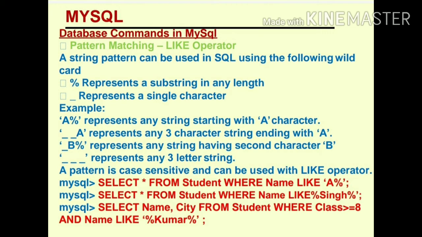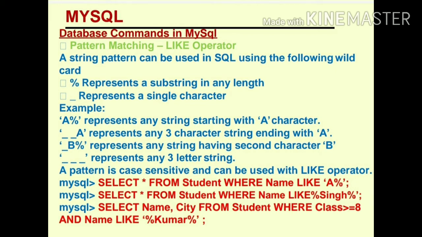One percentage means many characters and one underscore means only one character. Since I am writing a percentage, it will display all those rows whose name starts from P. See the second example: select star from student where name like '%sing%'. Please write character entries in inverted commas. Percentage sing percentage means all those students' names will come who have sing in their name anywhere. It can be the first name, middle name or the last name. Third example: select name, city from student where class greater than 5 and name like '%Kumar%'. Kumar can be the middle name, first name as well as last name.